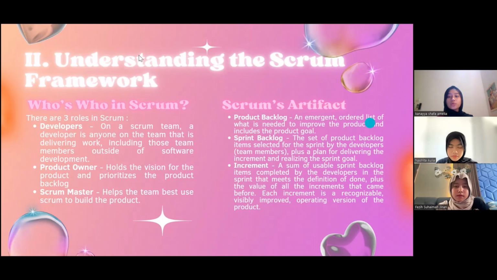We also have the Scrum artifacts. We have three artifacts. There is the product backlog, an emergent, ordered list of what is needed to improve the product, and it includes the product goal. The next one is the sprint backlog. The sprint backlog is the set of product backlog items selected for the sprint by the developers or team members, plus a plan for delivering the increment and realizing the sprint goal.